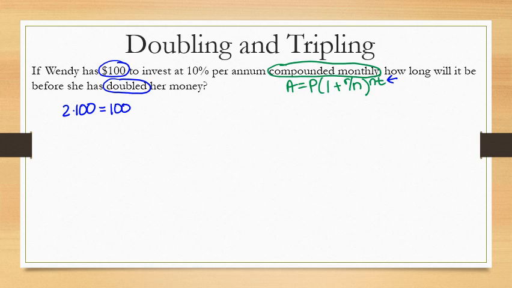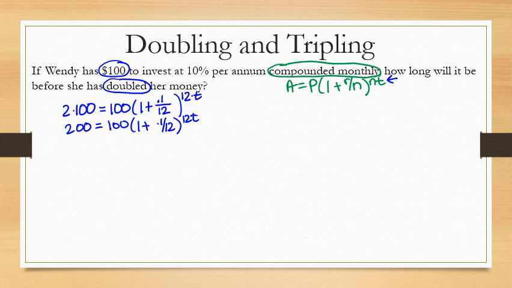Principal is 100. Interest rate is 10%, which is 0.1. N is the number of times it's compounded a year, so it's compounded monthly, so that means my N is 12. And I don't know what my T is. So this gives us 200, because doubling 100 is 200. And again, I'm not going to round what's inside of these parentheses until the very end.